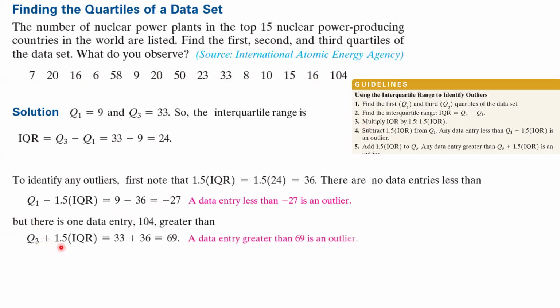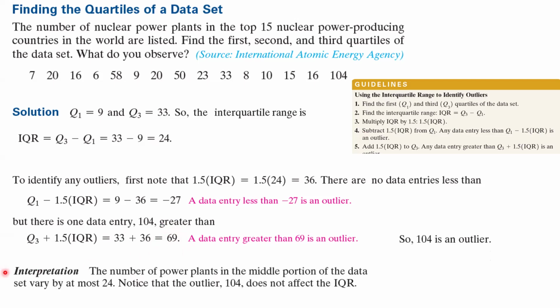Q3 plus 1.5 times the interquartile range is 33 plus 36, or 69. We found one data entry that is more than 69. And as you guessed, 104 is an outlier in our collection.